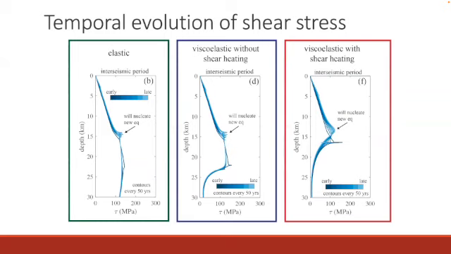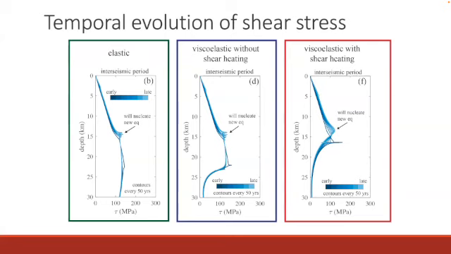The reason why the earthquake cycle characteristics are sometimes affected by the inclusion of a shear zone and sometimes not can be understood by looking at the evolution of the shear stress on the fault. These lines are shear stress contours plotted every 50 years through the interseismic period for an elastic simulation on the left, a viscoelastic simulation without shear heating in the middle, and a viscoelastic simulation with shear heating on the right.